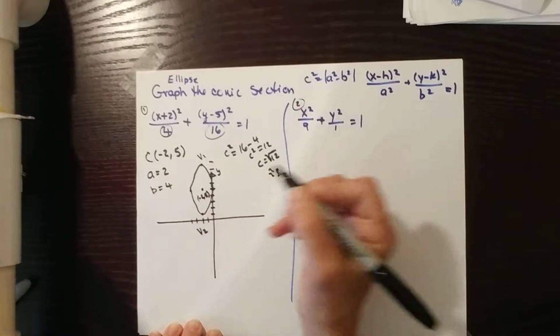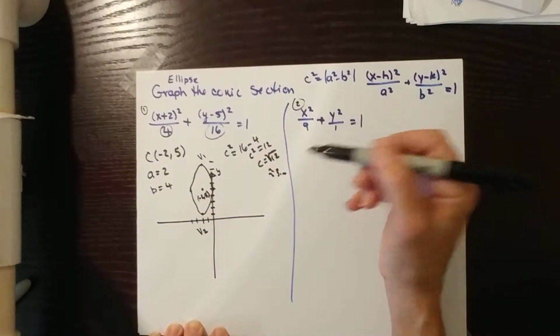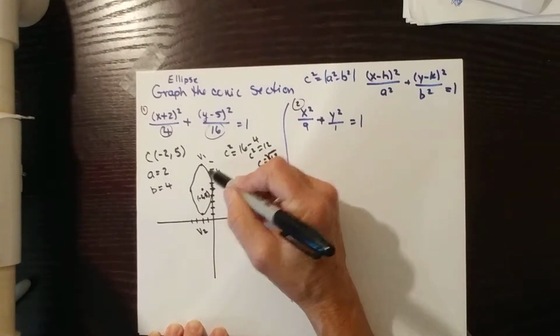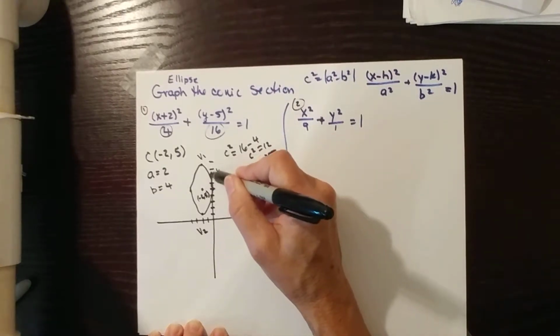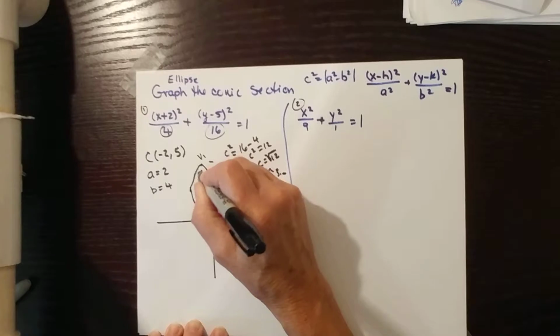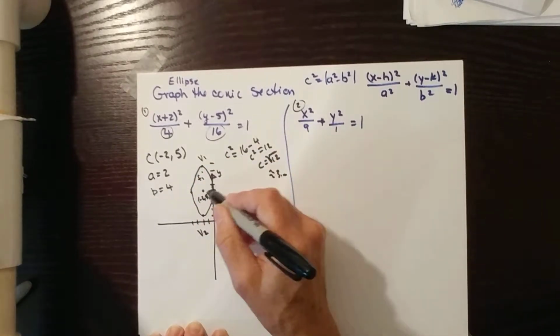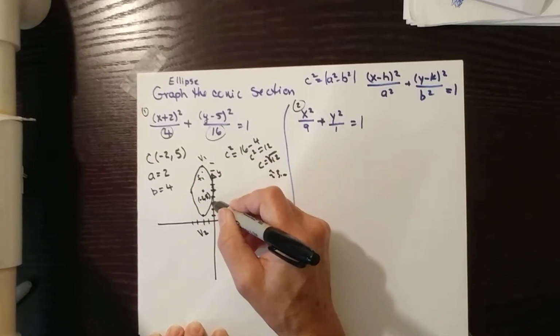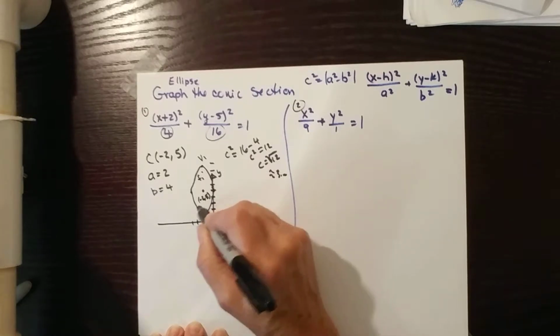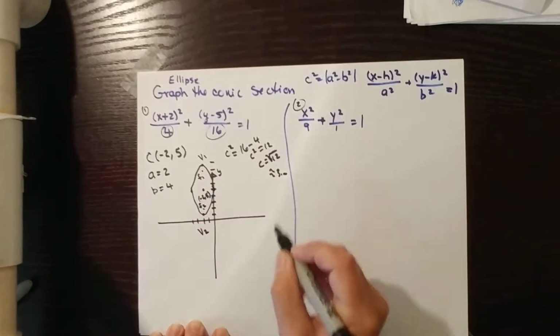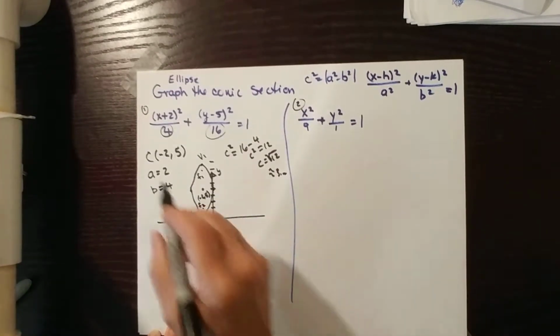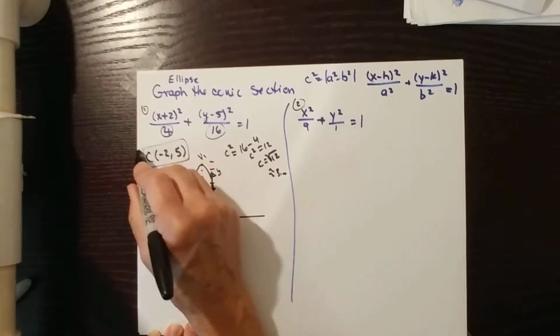That's so crowded, but that's what that is. I'm going to go up square root of 12. So that's 3, 1, 2, 3, and a little bit. There's my first focus. I'm going to go down from the center, 1, 2, 3, and a little bit. There's my second, F2. Let me just list all of the important points. There's a center, okay, negative 2, 5.